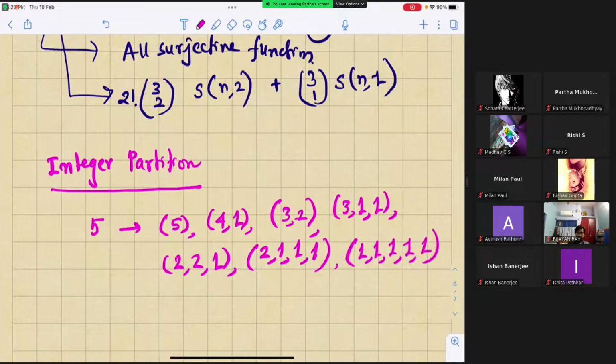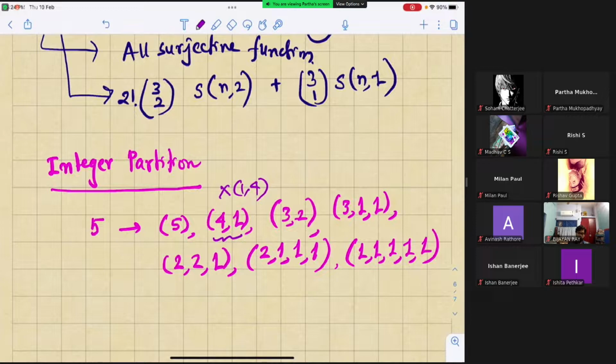So that is a partition of a number. It does not make sense to take 1, 4 and 4, 1 together. So order does not matter. Once you include 4, 1, you will not include 1, 4. So these are not ordered. These are partitions whose sum adds up to 5.